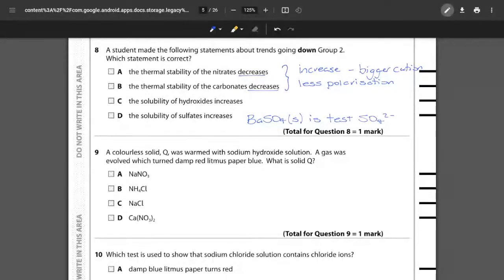for your sulfates. So as we go down the group, barium is near the bottom of the group. That must mean that these are more insoluble. So our solubility is going to decrease because they are becoming more insoluble. Therefore, our hydroxides must be the correct answer. And we know this because at the top, with magnesium hydroxide, that is a precipitate, whereas barium hydroxide is not.